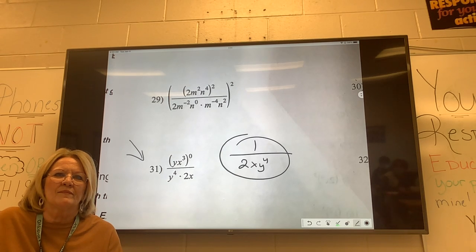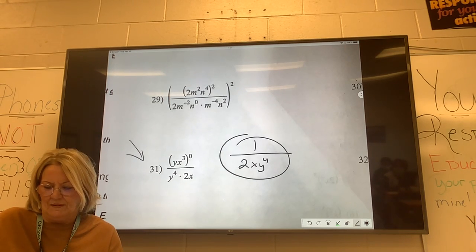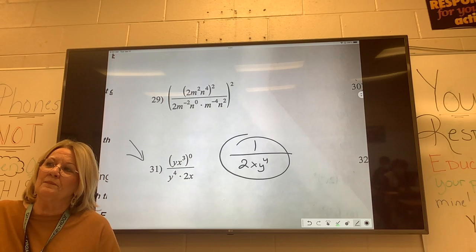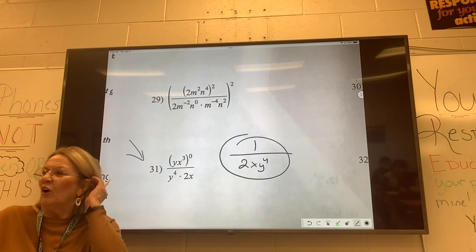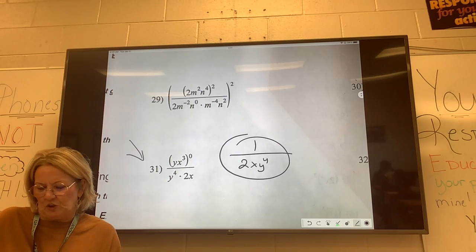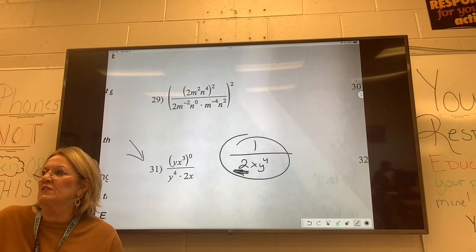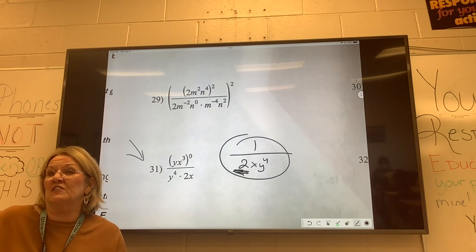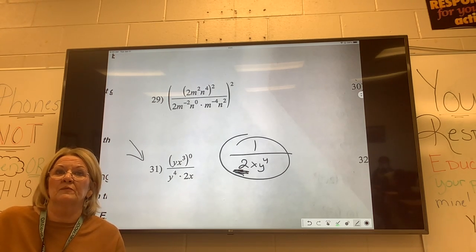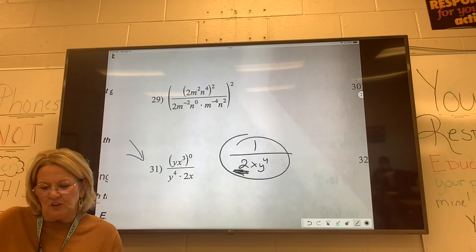If I put y to the 4 in front of 2x, is it still? Say it again. If I put y to the 4 in front of 2x, is it still? It's not wrong, but you want to make sure you always put your coefficient first and the letters follow it. And often if you can do your letters in alphabetical order, that's best too. Okay, now we'll jump back up to 29.